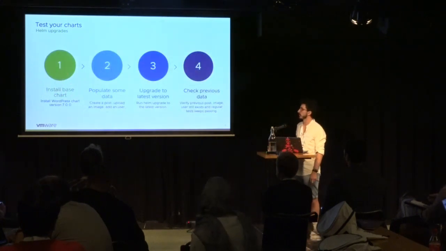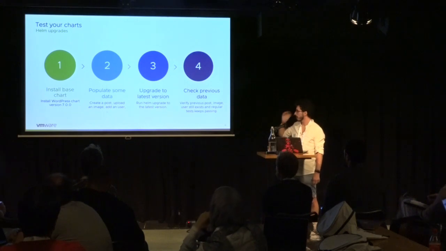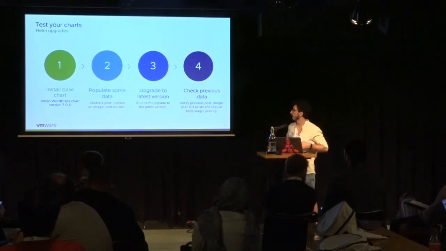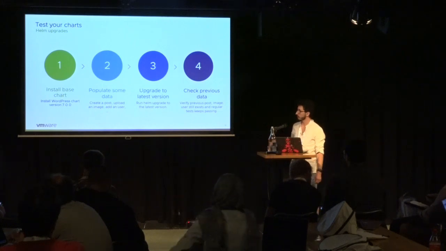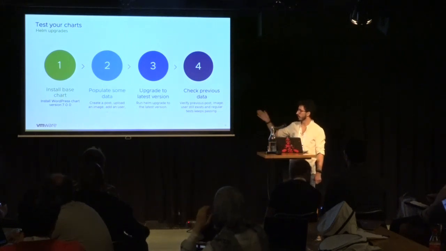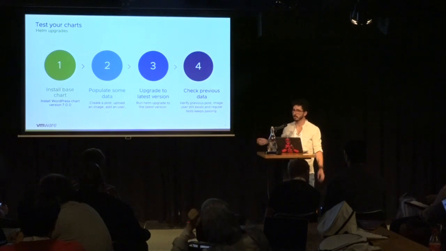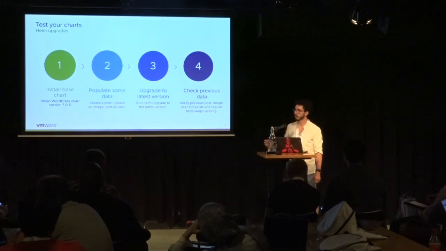This is what we do to test the Helm upgrades. For example, imagine I want to release a new version of the WordPress chart that is 7.2.2. I will do the following. First, I will install the base chart that will be the minimum chart inside the same major version. So I will install WordPress 7.0.0.